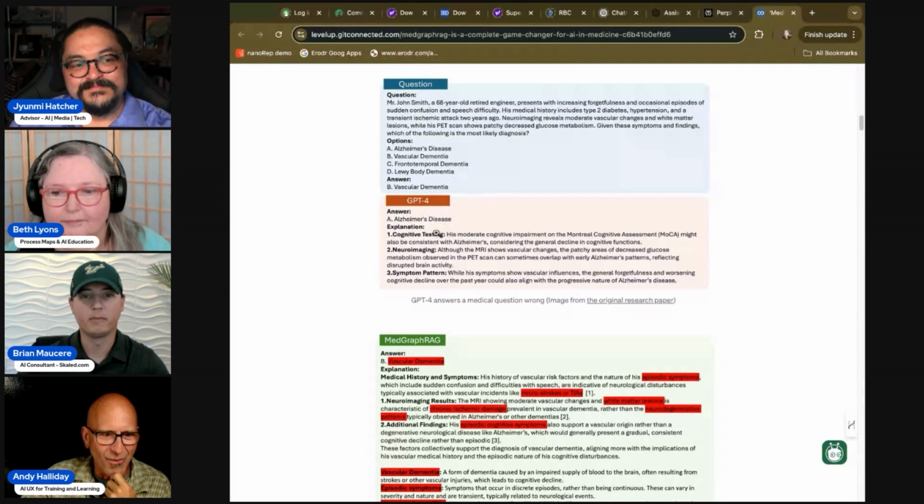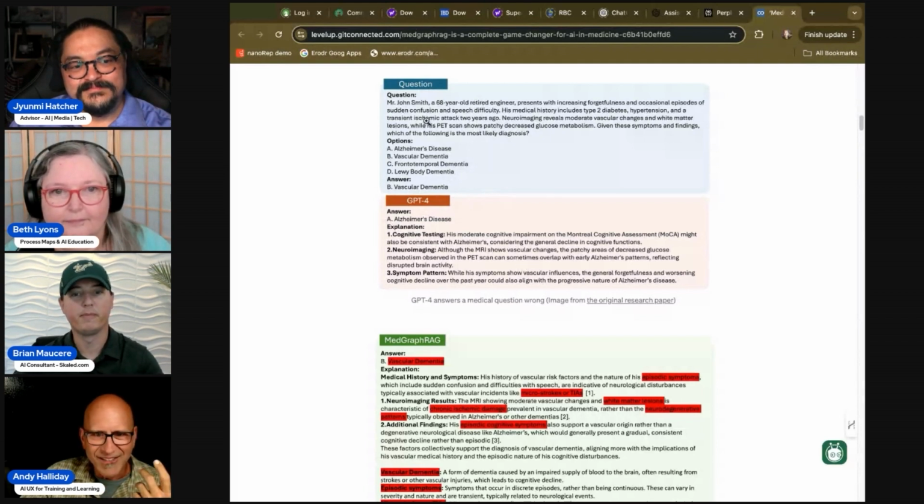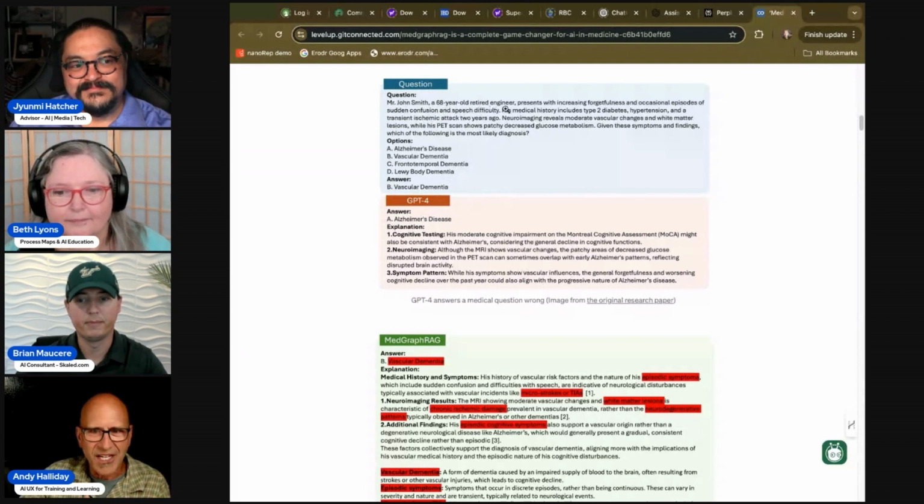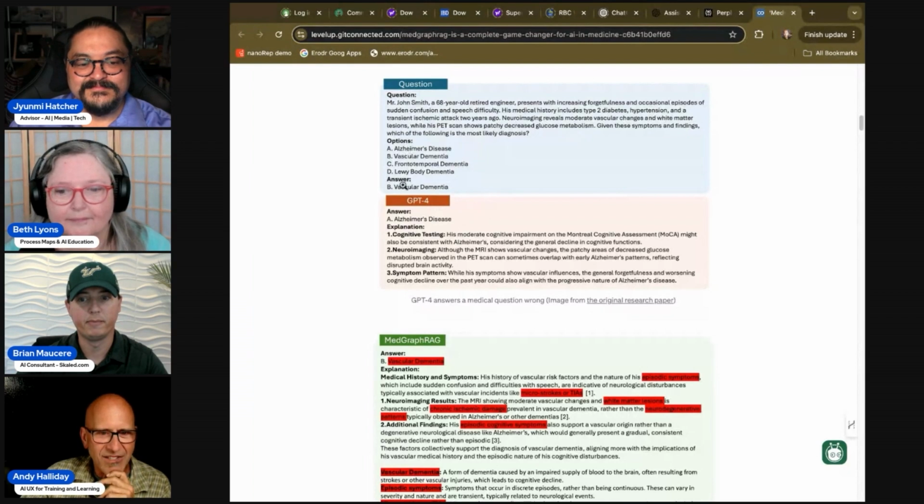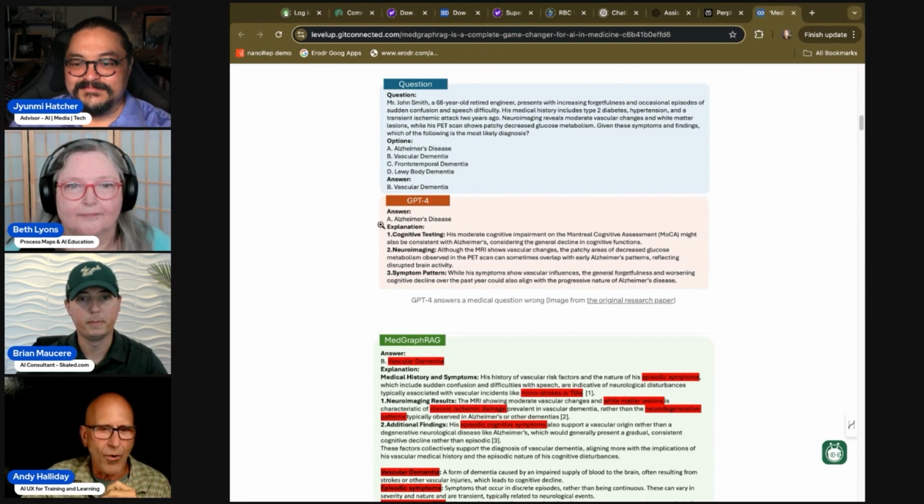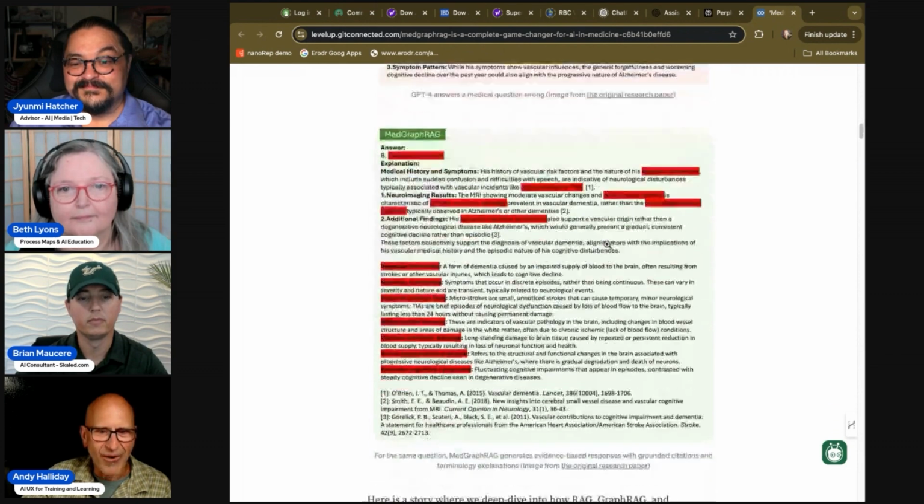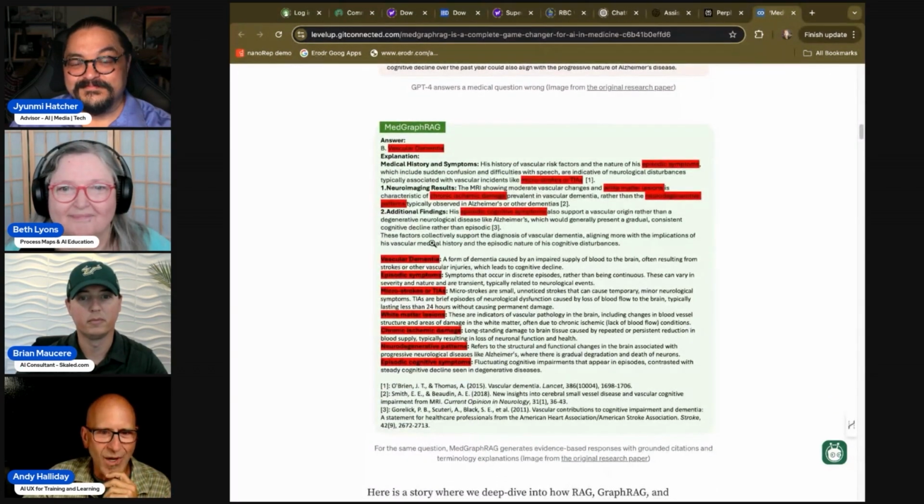So this one over here is about a 68-year-old retired engineer presenting with forgetfulness and occasional episodes of confusion in speech, etc. And the prompt asks the LLM to say which of these 4 things is the likely diagnosis, and GPT-4 comes up with Alzheimer's disease. But this is what GraphRAG comes up with, and I want to point out 2 things. One is it gets the answer right, first of all, so it's not just picking the best option based on its limited knowledge.